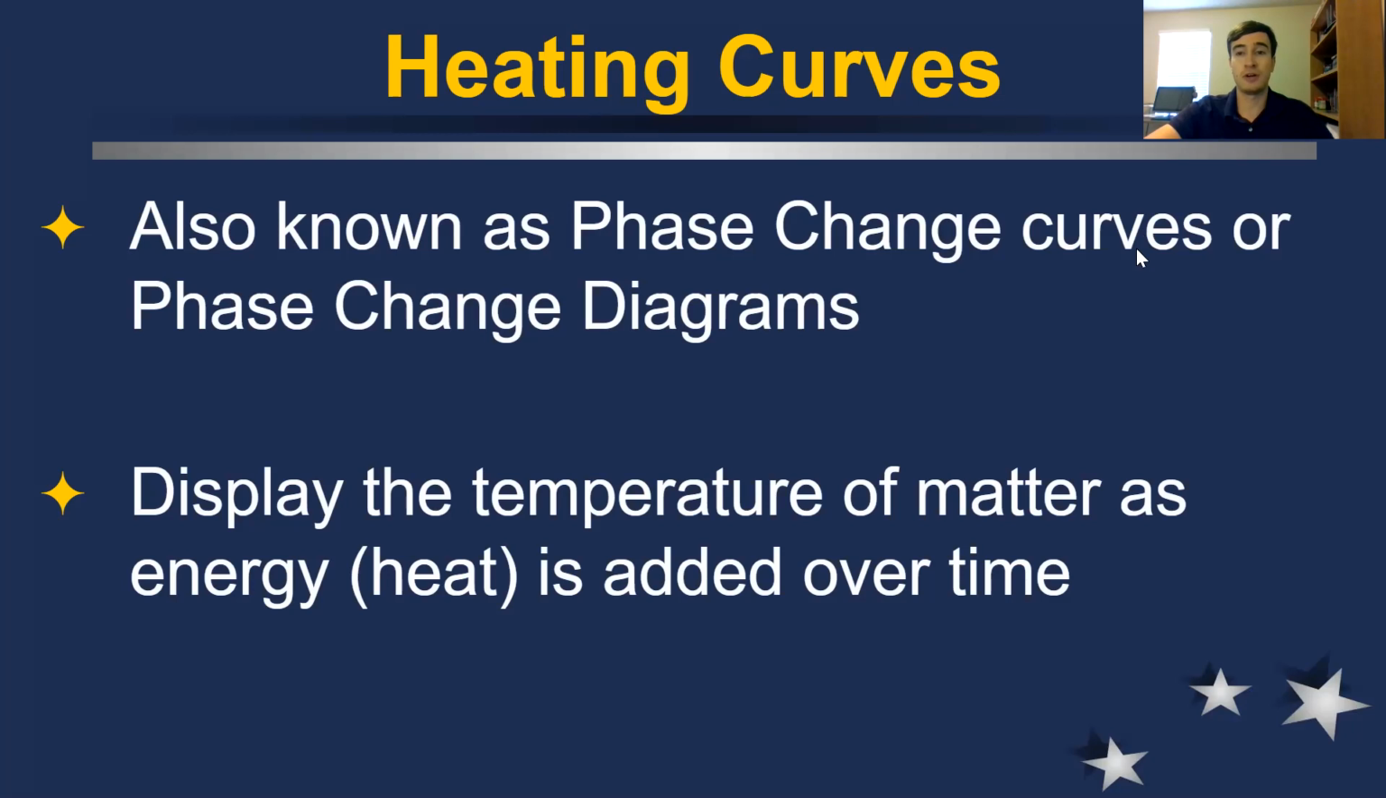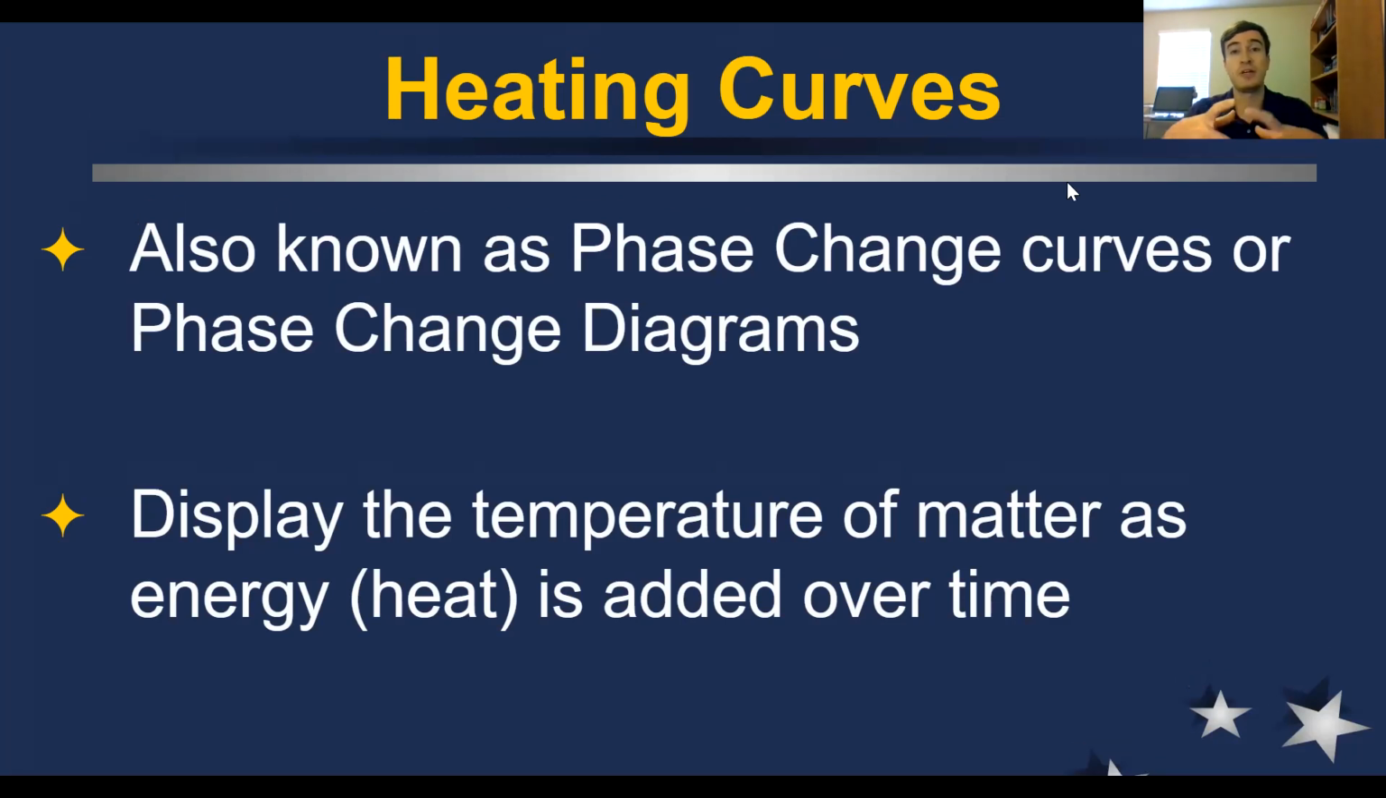So the way that these heating curves work, and I'll show you what they look like in a second, is that they show you the temperature of a certain piece of matter, whether that's ice or metal or air, as we add energy, or in this case, when we say energy, we essentially mean heat, over a period of time. So we start off with something, usually something that's a solid and is very cold, and we add more and more heat, and see how that changes the temperature of the matter, of the stuff that we're heating up.